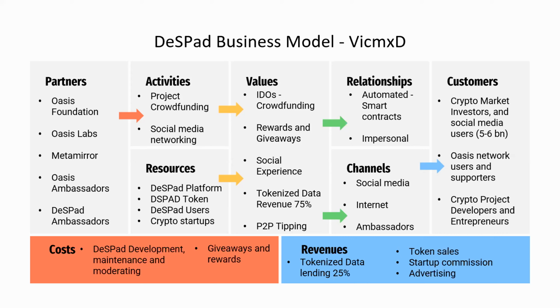And through that experience, using Sapphire and a bit of help from Parcel, we can tokenize data, and users can receive 75% of their revenue by lending their data to enterprises or by seeing ads on the platform. And there can be P2P, person-to-person tipping between users and for the best content creators.